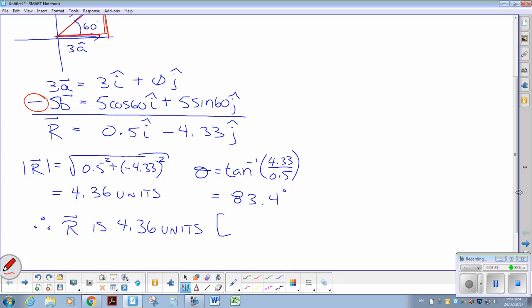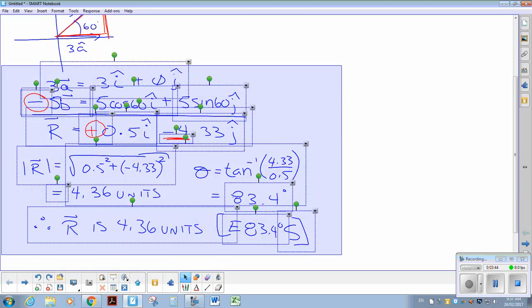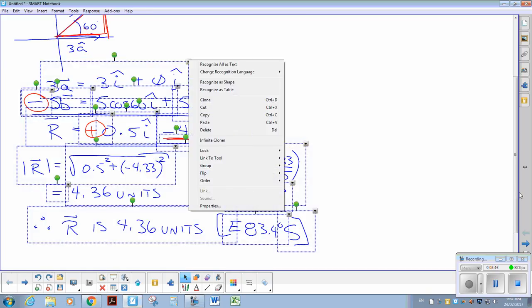Going back to my equation, the x component is positive, so it's going to head east, 83.4 degrees, and the y component is negative, so it's going to head south. So there is the answer using the algebraic method, and if that's the method you're comfortable with, this is where you can quit at this point and move on.